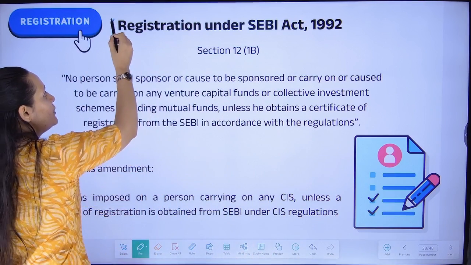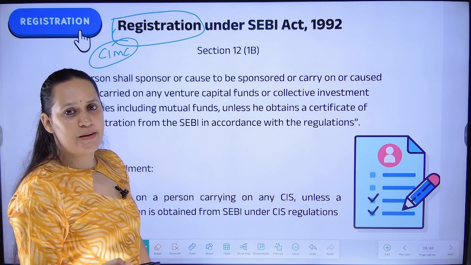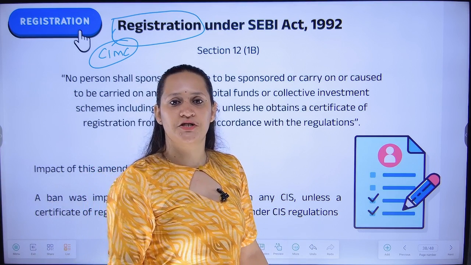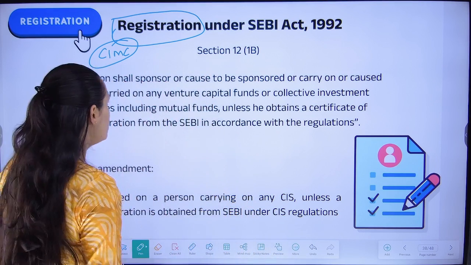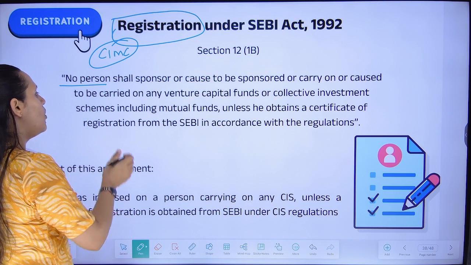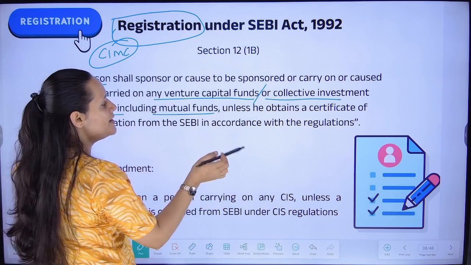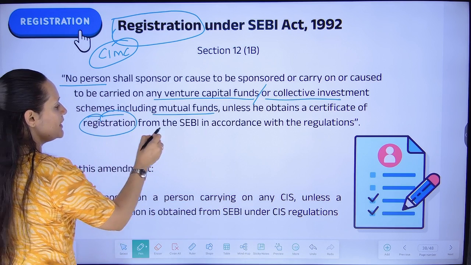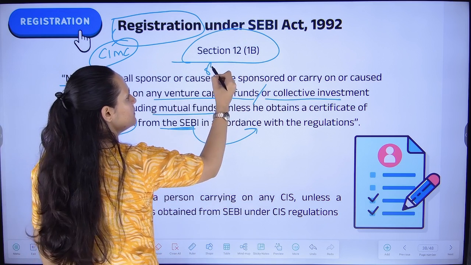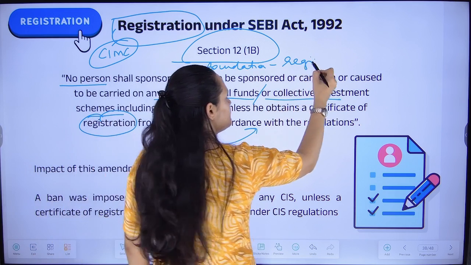Next, we know that if your collective investment management company wants to launch a collective investment scheme, it has to get a certificate of registration from SEBI. How do we get that certificate of registration? By making an application. No person shall sponsor or cause to sponsor or carry on any venture capital fund, collective investment scheme, including mutual fund, unless he obtains a certificate of registration from SEBI in accordance with these regulations. So section 12 is the foundation which directs that registration is mandatory.